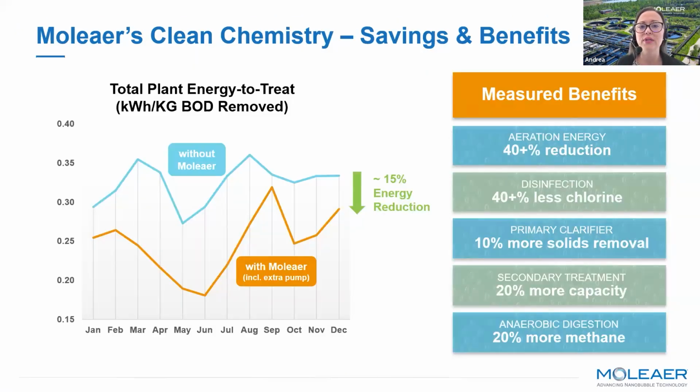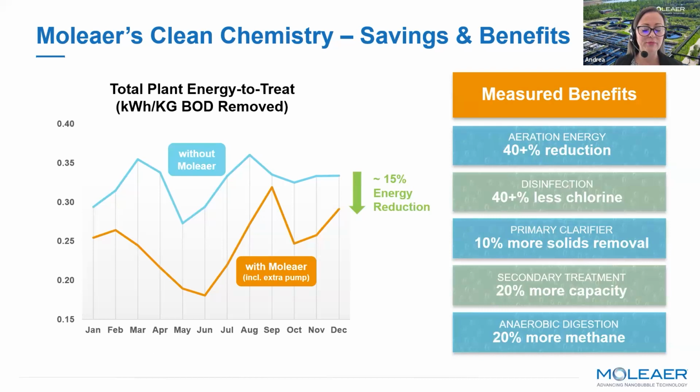This is why we can show these cost-saving benefits with confidence, and why we see year over year and project over project the reduction in energy costs on average of over 15% for treating wastewater. It also explains why we see these measured benefits and significant improvements in reducing aeration energy requirements, over 40%. And improving the effluent water quality results in less chemicals required for disinfection, saving over 40% on chlorine.